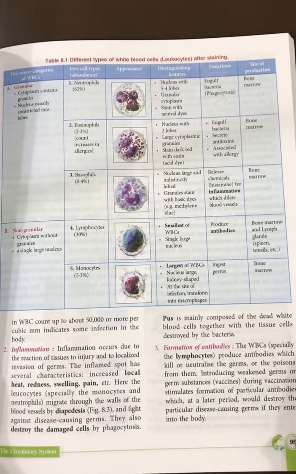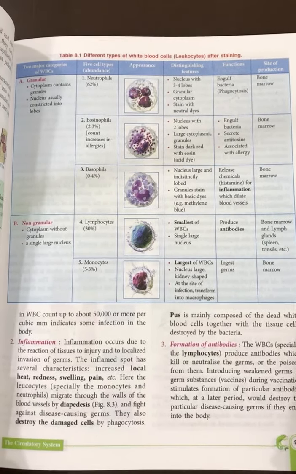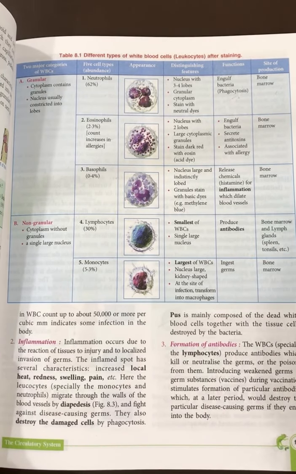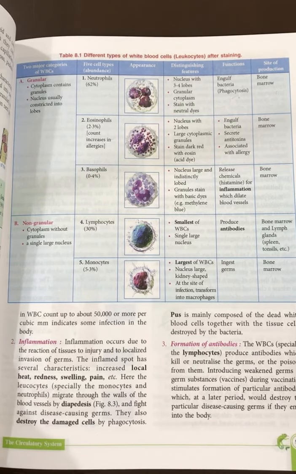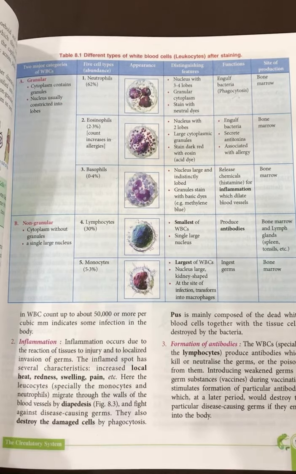Next is inflammation. Inflammation occurs due to the reaction of the tissues to injury or to localized invasion of germs. So when some injury is there, and to localize the infection, meaning to stop the spread of infection to other parts of the body, inflammation occurs. And the inflamed spot has several characteristics. One is local heat, that portion is warmer than other parts of our body. Redness is there, swelling and pain.